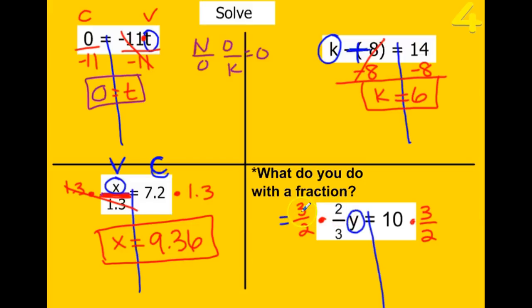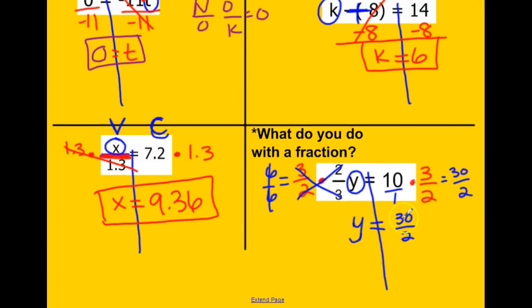Well, if we really multiplied this, 2 times 3 is 6, 3 times 2 is 6, 6 over 6 is just 1. So we have 1y, or just y. If you know 3 over 3 is 1, and 2 over 2 is 1, you get the same thing. It's 1y, or just y. Over here, 10 is 10 over 1. 10 times 3 on the top would give us 30. 1 times 2 on the bottom would give us 2. So we have 30 divided by 2, or what's half of 30? Half of 30 would be 15.